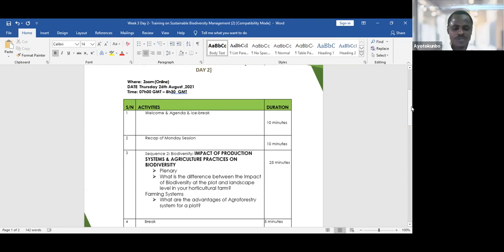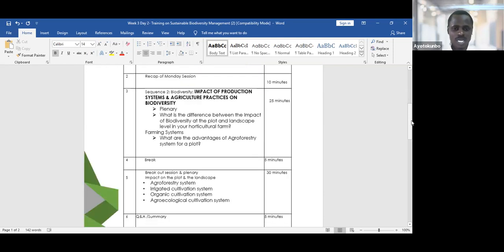Then we're going to have a break of 5 minutes where you can have time to stretch out, take some water if you like to, and relax. Then we proceed to the breakout session and the plenary session, where we're all going to be divided into 4: agroforestry system, irrigated cultivation system, organic cultivation system, and agroecological cultivation system.